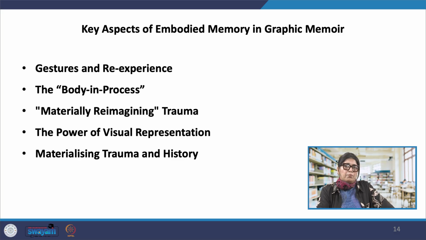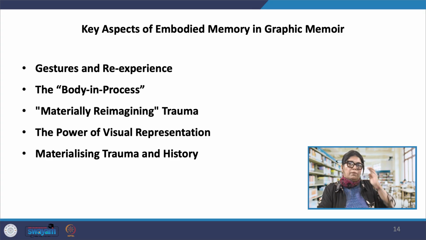So, the key aspects of embodied memory in graphic memoir are the gestures and the re-experience. Instead of just narrating, gestures can take the lead role, with bodily movements such as shrugging or a terrified expression illustrating emotional states, acting as a dwelling with memory. The body in process: graphic memoirs often focus on the self in the making, where physical sensations and bodily experiences are central to recounting life, identity, and mental health journeys.